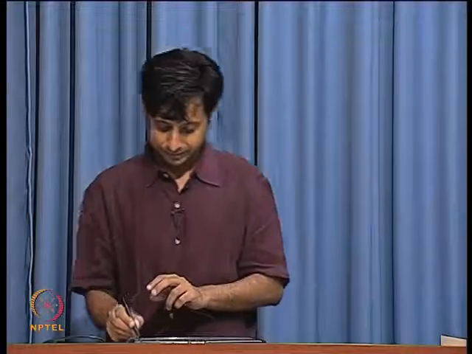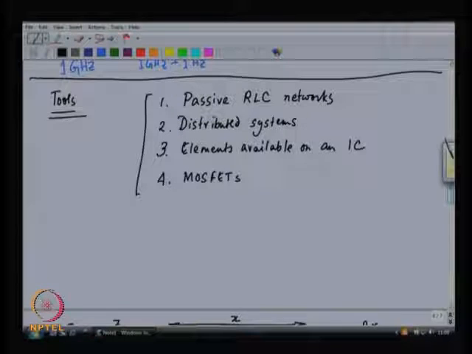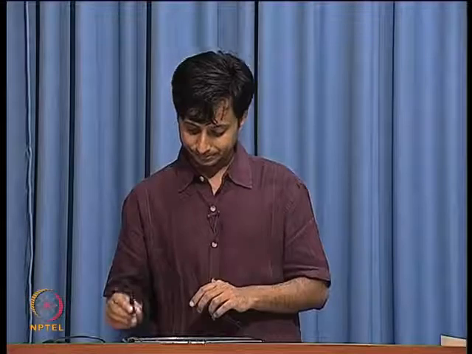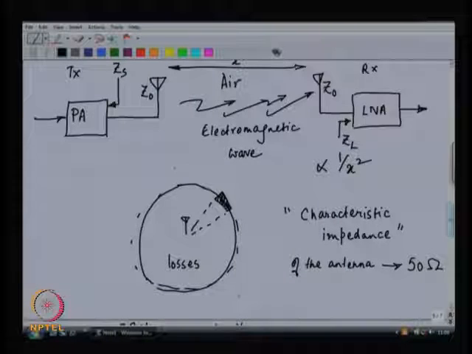In all, we are also going to study different radio architectures in this course. Now, these are the objectives of the course. Unfortunately, to reach these objectives we need a few tools. So, our tools are going to be basically passive RLC networks, distributed systems, what are the elements available on an IC, MOSFETs, some mathematics that needs to be done, etc. And after that we dived right into the subject and we were talking about something called characteristic impedance.